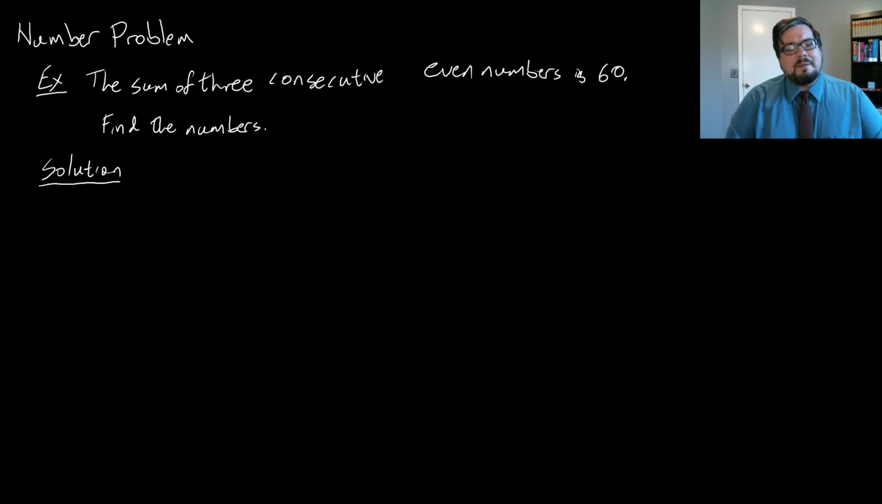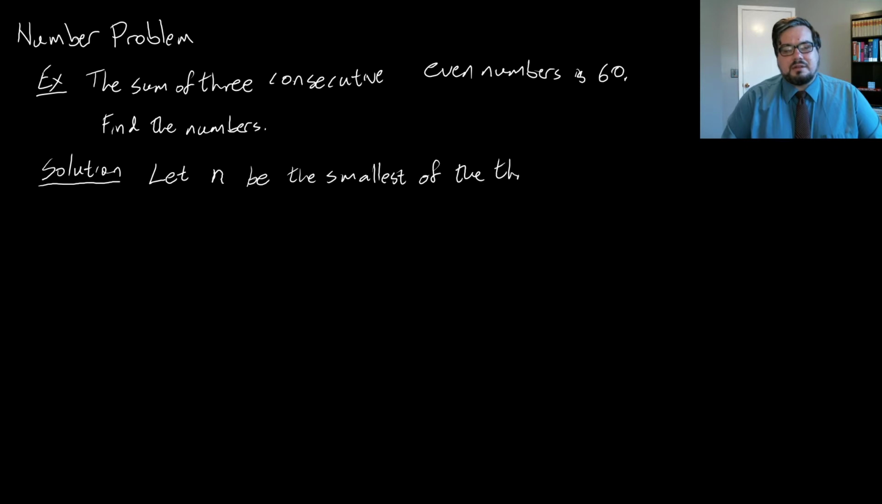So I am going to solve the problem the following way. I'm going to introduce a new variable that I want to use. And the way that we do that is we say the following. We're going to let some symbol, I'm going to use n here, let n be, now I have to be very precise, the smallest of the 3 even numbers. Okay, so we've got a variable, and so n is going to be the smallest of the 3 even numbers.